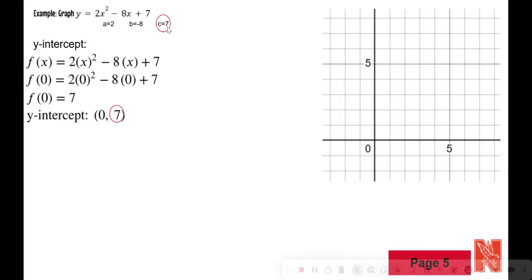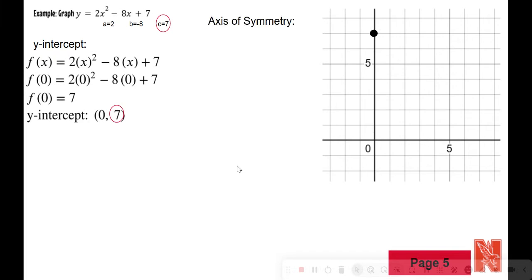So we're going to notice that the c value in our function, the term without an x, the constant value, is our y-intercept. So you don't always need to go through these steps. If you can just identify that it's in standard form, you can just take that c value. So we're going to plot that on our graph. That's the first step. So we got 1 point. So we're doing good. Let's go to the axis of symmetry.